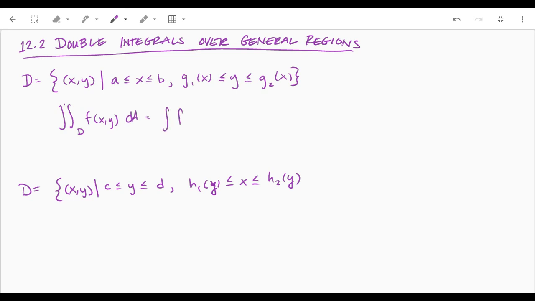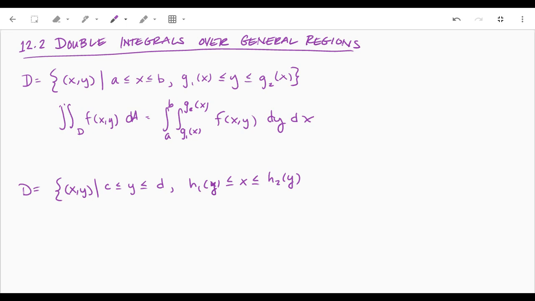Okay, so the way that we set these up is we integrate first with those functions. And again, this is one of those things where once I do an example, it'll make a lot more sense. In this case, those functions are y values. So we would do dy first, and the a and b are x values, then we would do dx.